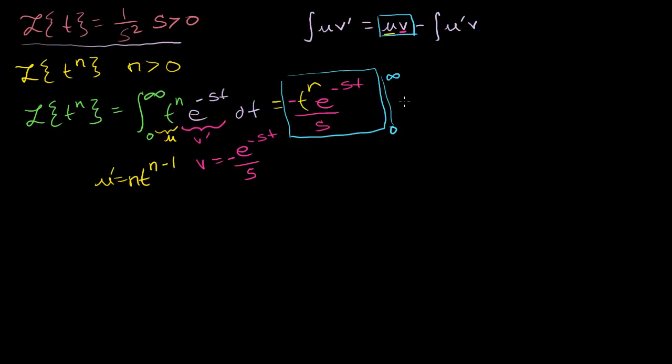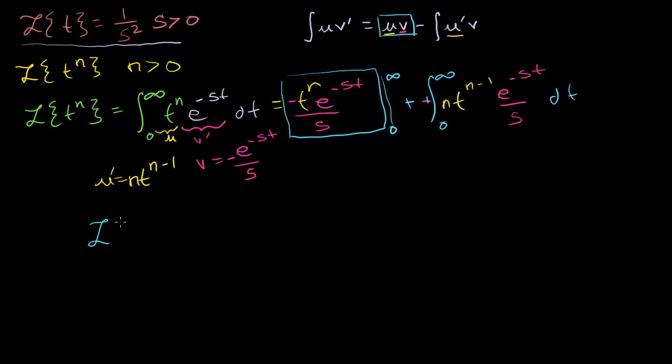And then from that, we're going to have to subtract the integral, and let me not forget our boundaries, 0 to infinity of u prime, which is n times t to the n minus 1, times v, which is minus e to the minus st over s. And then of course, we have our dt. And you have a minus minus, so these things become pluses.